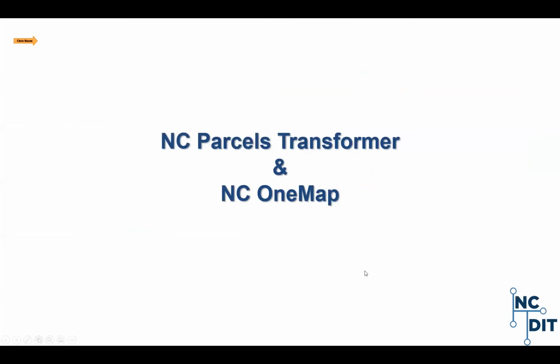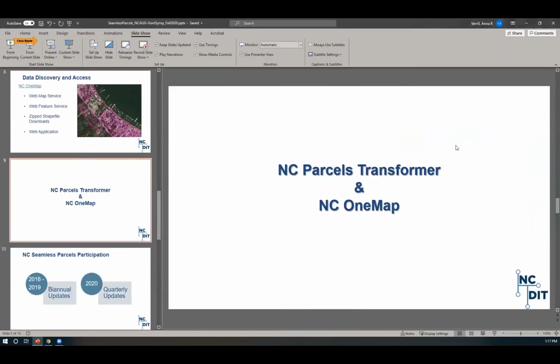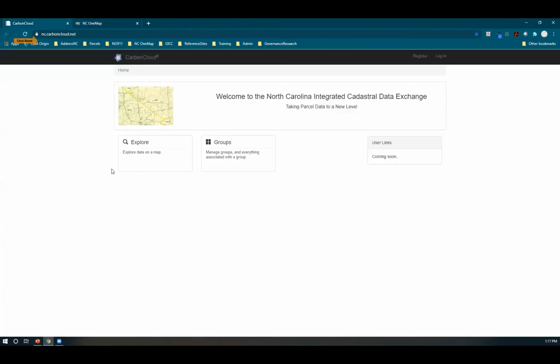So I'm just going to escape out of my presentation now and share what the Parcels Transformer looks like, as well as where you can access the data on NC1 map. Can you all see my browser window? Yes. Okay, thank you.